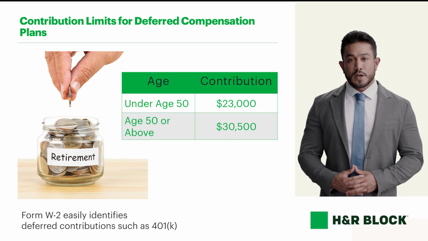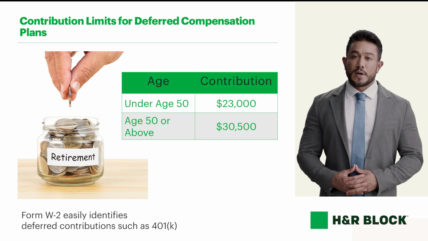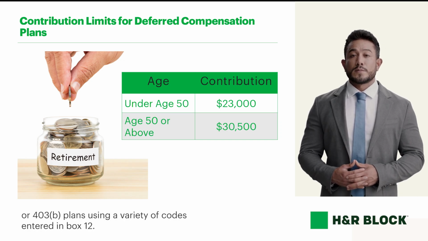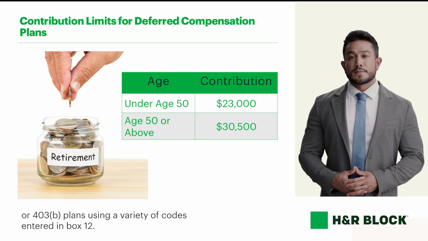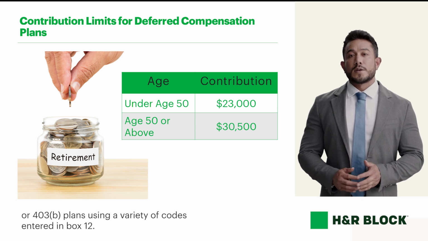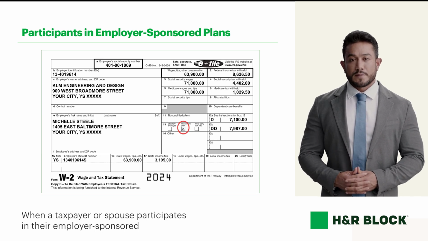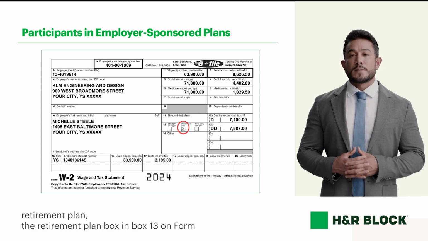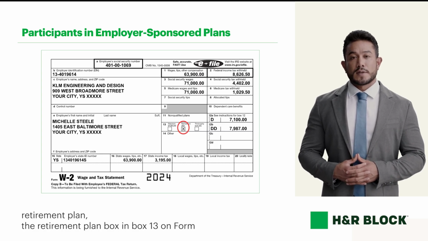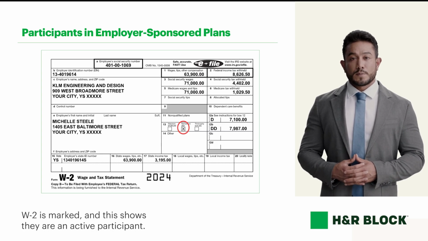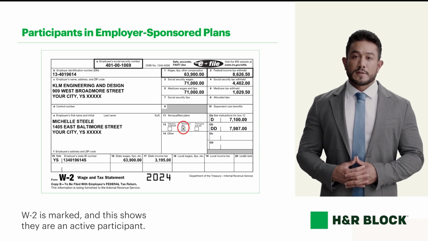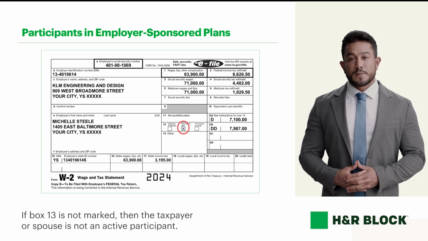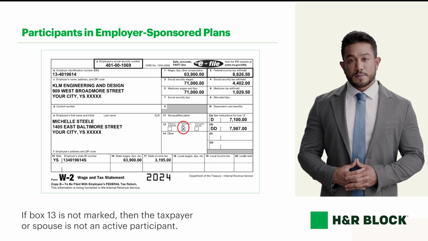$30,500. Form W-2 easily identifies deferred contributions, such as 401k or 403b plans, using a variety of codes entered in Box 12. When a taxpayer or spouse participates in their employer-sponsored retirement plan, the retirement plan box in Box 13 on Form W-2 is marked, and this shows they're an active participant. If Box 13 is not marked, then the taxpayer or spouse is not an active participant.